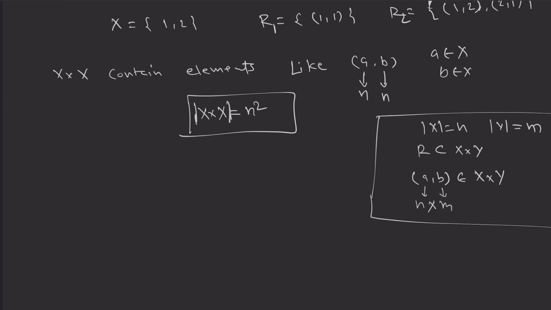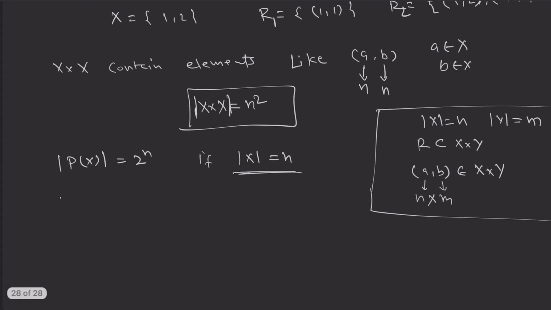Now in the lecture on the power set, I told you that the power set of any set has 2 to the power n elements if that set contains n elements. So tell me what is the number of elements in this set? This has to be 2 to the power n square, because X cross X contains n square elements.